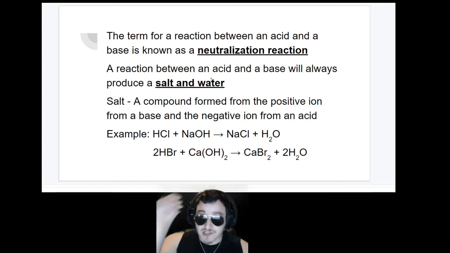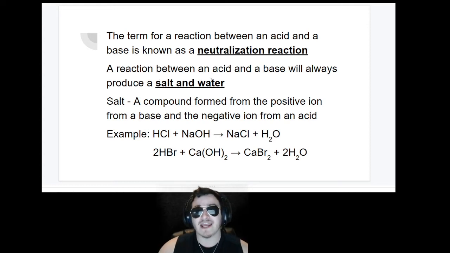Now, that does not mean the salt that you sprinkle on your French fries. A salt is essentially any positive ion with any negative ion. So essentially any ionic compound that you're familiar with. But H2O is formed in every single one of these reactions.